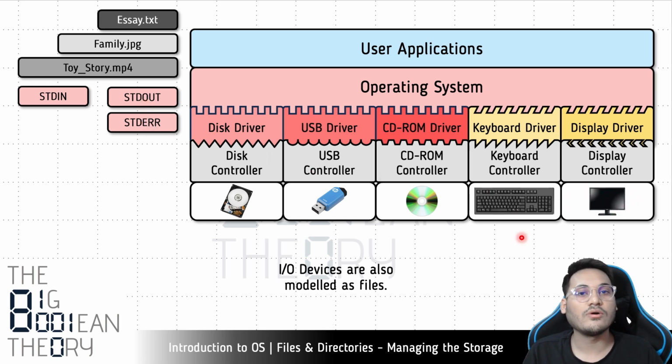So this is how all IO devices are modeled as files on Unix-based operating systems. Files are not just used for storing data persistently, they can also have other important use cases, as you saw, that is to model the IO devices.